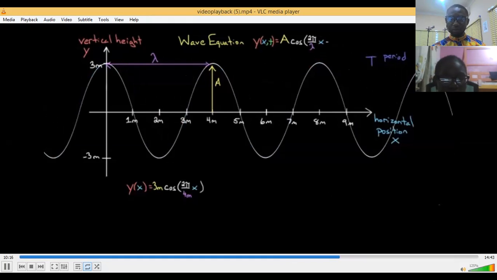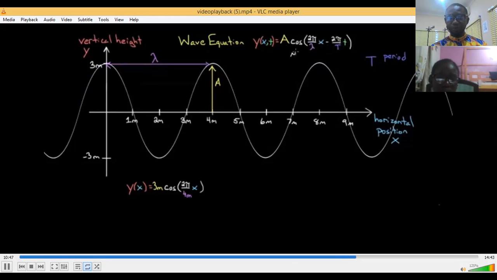We play the exact same game. We say that, all right, I can't just put time in here. What I'm going to do is I'm going to put 2π over the period, capital T, and then I multiply by the time. That way, just like every time we walk one wavelength along the pier, we see the same height, because this becomes 2π. Every time we wait one whole period, this becomes 2π, and this whole thing is going to reset again. So this is the wave equation, and I guess we can make it a little more general.